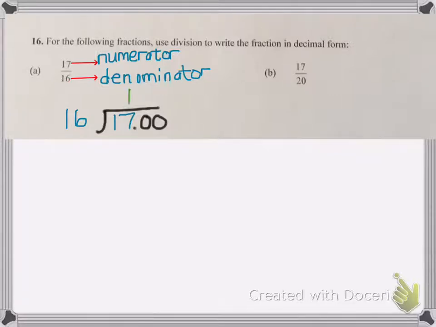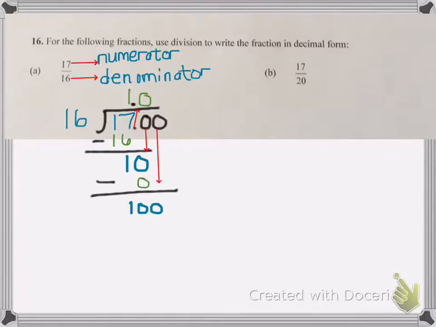So 16 goes into 17 one time, and then we do 1 times 16, which is 16. We subtract and get 1, and then we bring down one of those zeros. Now, at this point, we also need to make sure we bring our decimal point straight up because we've passed the ones place. Now we look at 16 and we ask ourselves, how many times does 16 go into 10? Well, it doesn't. So we put a 0 right there. 0 times 16 is 0. We subtract, we get 10, and then we bring down the next 0.